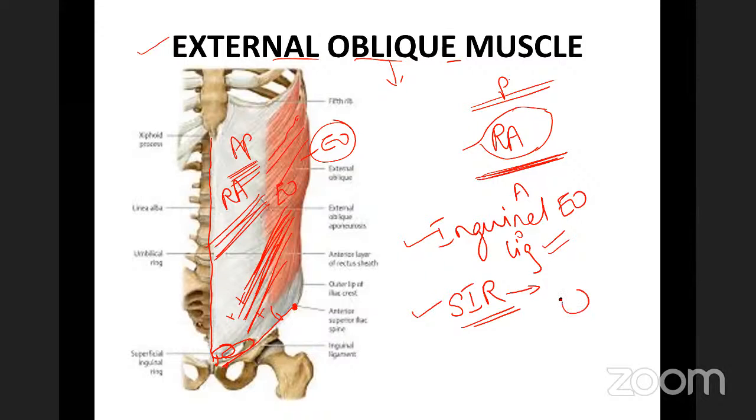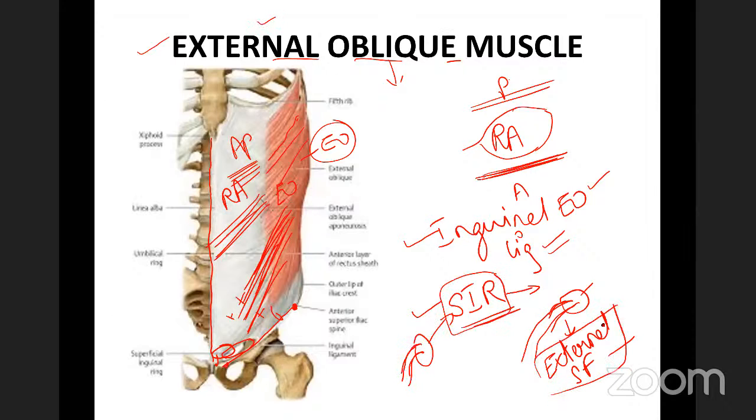What comes out of the superficial inguinal ring? Spermatic cord, right? Once the spermatic cord comes out of the superficial inguinal ring to reach the scrotum, it receives a sheath known as external spermatic fascia. So what did I say? Inguinal ligament and superficial inguinal ring are the modifications of external oblique muscle. And if someone asks you external spermatic fascia is from which muscle, again that will be from the external oblique muscle. So this is all about the external oblique muscle.